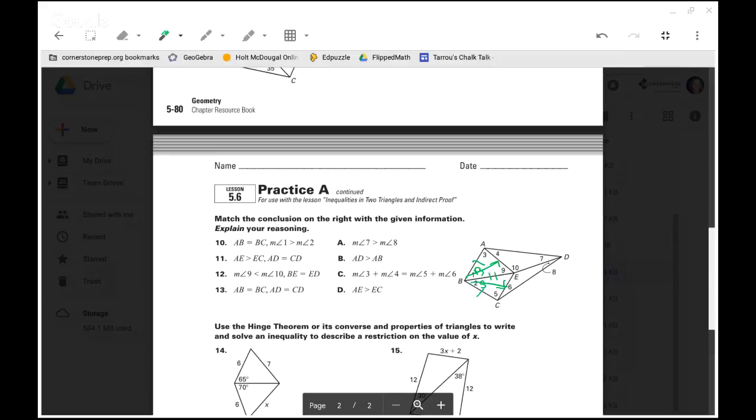So which of those sides would be the biggest? Okay, and then which one is the smallest? Yes. So AE is your bigger side and EC is your smaller side. So do you see one of those things on A, B, C, or D that says that? Yep, that's right. Number 10 is D.